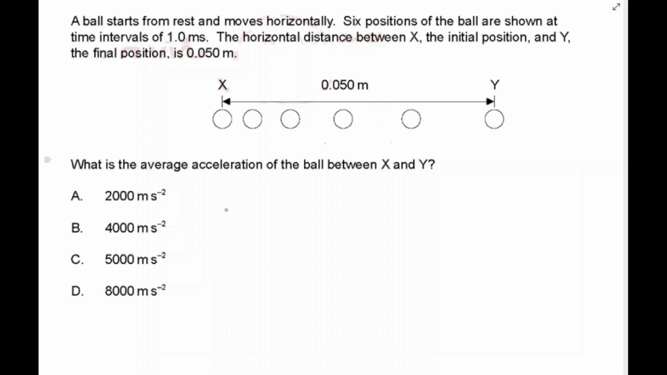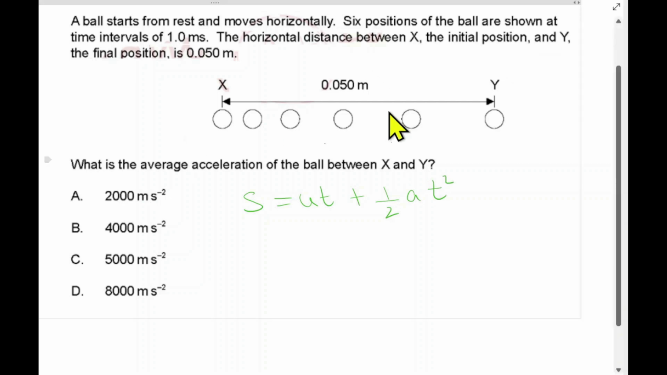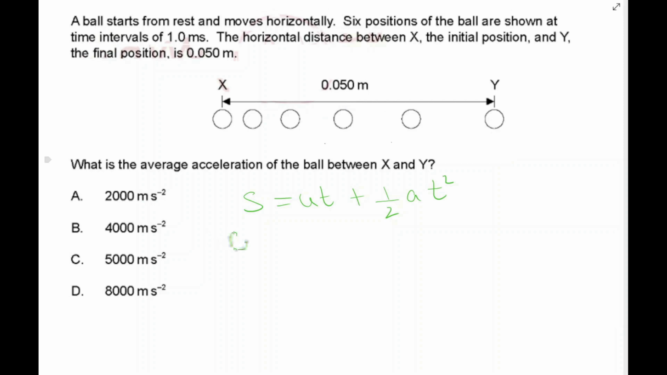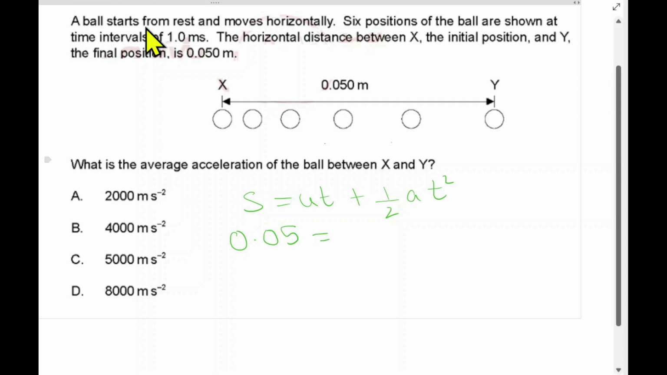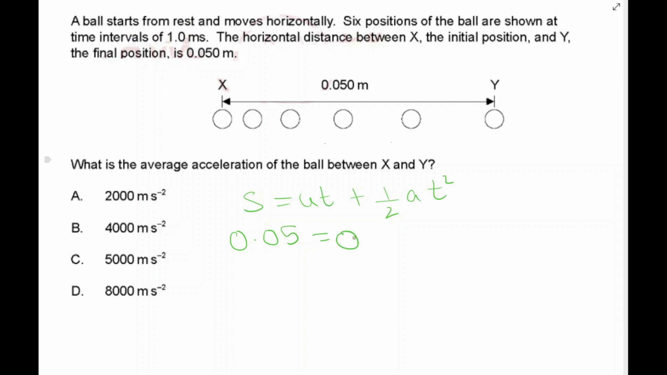To solve this question, let us use the first equation of motion: S equals ut plus half into acceleration into time squared. The distance is given as 0.05 meters. So let us write S as 0.05 equals, the initial velocity is 0 since the body starts from rest, so we'll write 0 plus half into acceleration multiplied by time squared.